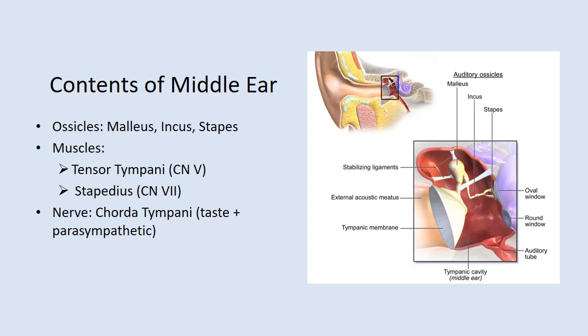So what are the contents of this space? First, the ossicles: the malleus attached to the eardrum, the incus, and the stapes, which sits in the oval window. They form a delicate chain to transmit sound vibrations.